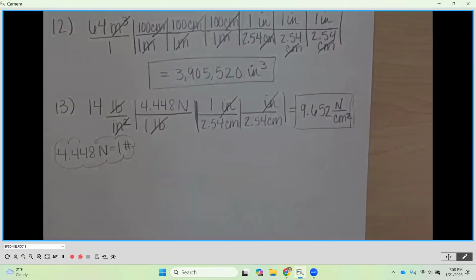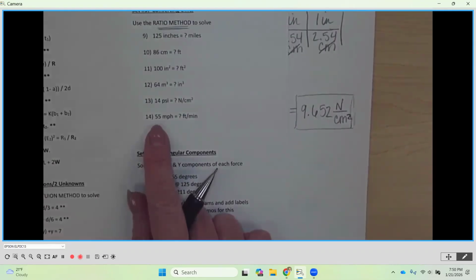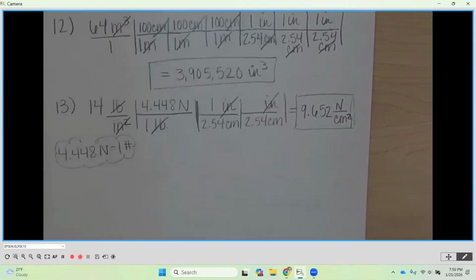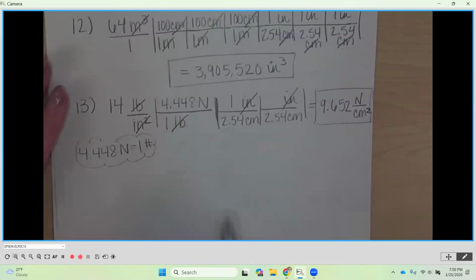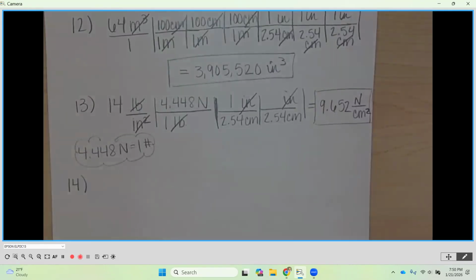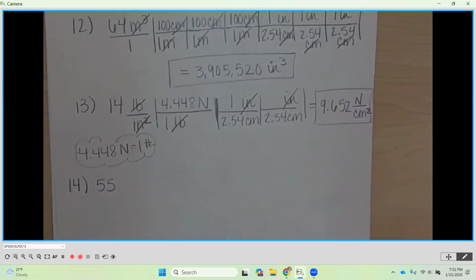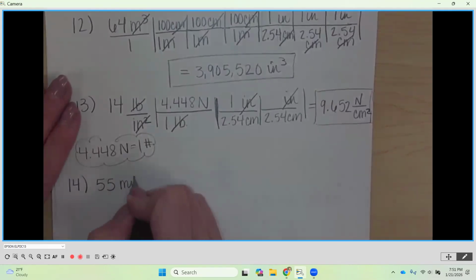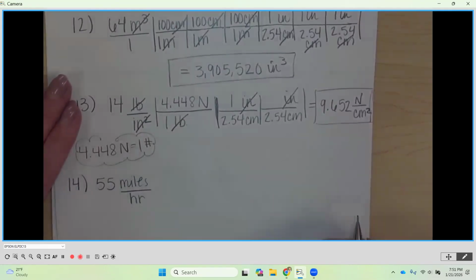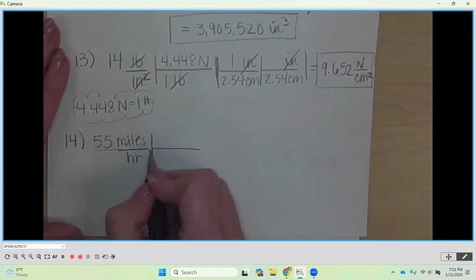Last one in this section. Number 14, 55 miles per hour to feet per minute. Go ahead, set it up. You guys can do this. You have the technology. You have the skills. All right, so we're going to be 55. Now, this is MPH. That's an abbreviation again, like PSI was. We got to go miles per hour, so we have to expand it out. Miles are going to be on top, per hour on the bottom. Okay. So we've got our little fraction here.